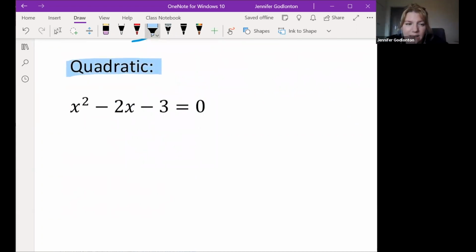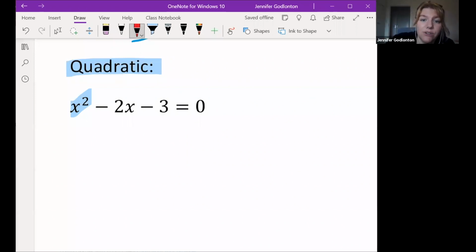What makes this equation quadratic? Who can tell me that? The square, absolutely, good. Okay, so as soon as we see we have an x squared, then it is quadratic.